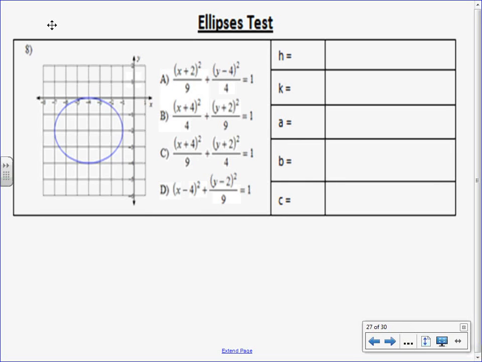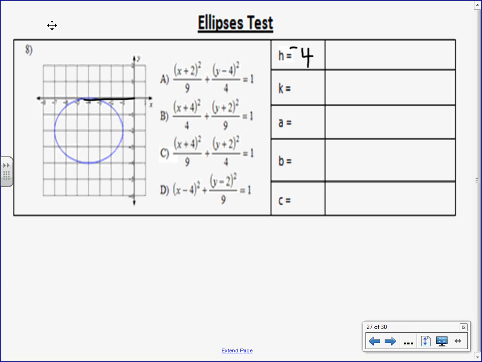All right, and number 8 on the ellipse test, you pick out H, K, A, B, and C. This is what we did yesterday, guys. We did all day. All we did was pick out the H value. Left 1, 2, 3, 4. Left 4, so H is 4. I'm sorry, I went left, so H is -4.